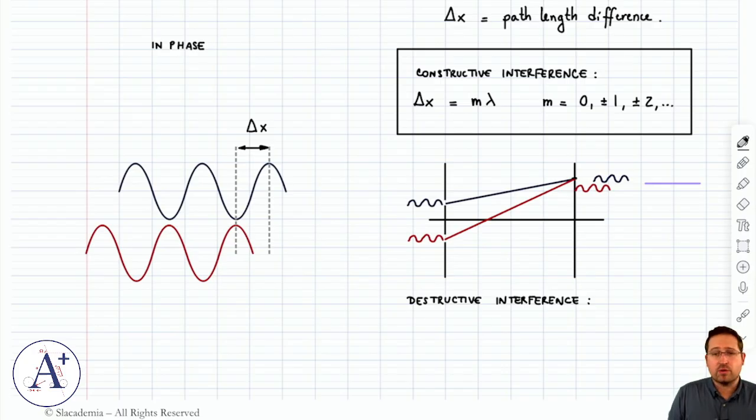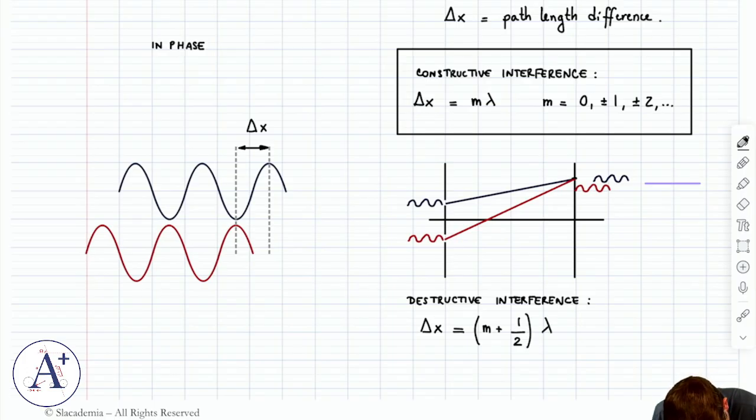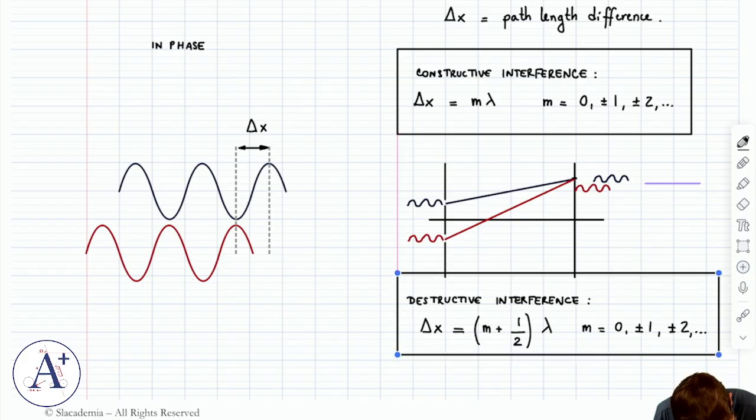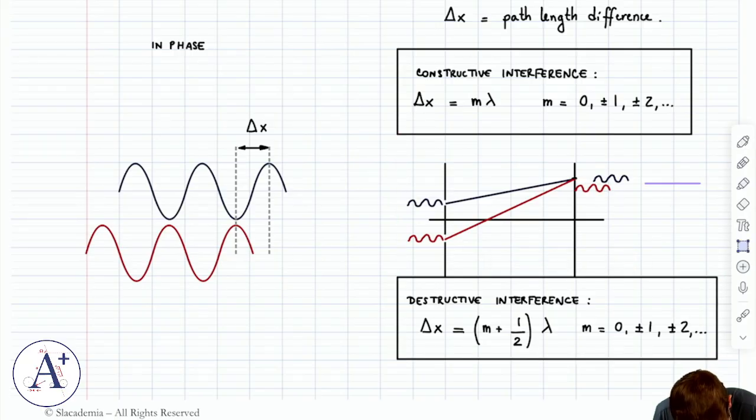Okay. Now, you are going to get destructive interference when delta x, the path length difference between the two waves, is equal to, well, either half a wavelength or 1.5 wavelengths, 2.5, 3.5, and so on and so forth, which we tend to write like this, m plus 1/2 times lambda, where m is 0, plus or minus 1, plus or minus 2, and so on and so forth. All right, so that is for destructive interference.